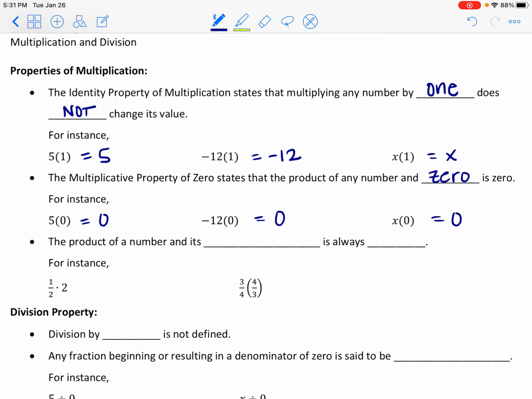So 1 is the identity for multiplication. It's what we can multiply by without changing its value. And then 0 times anything makes 0.